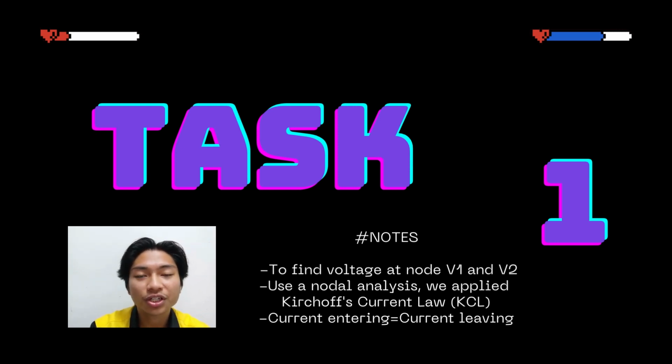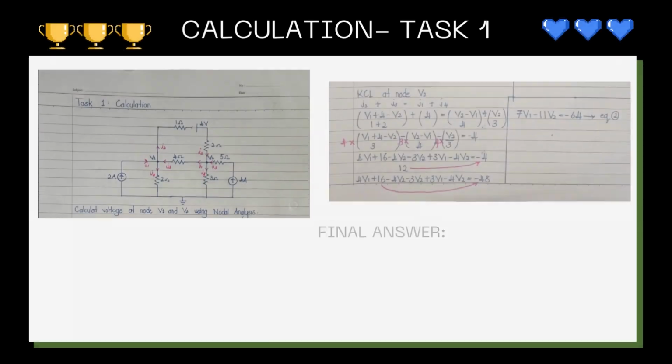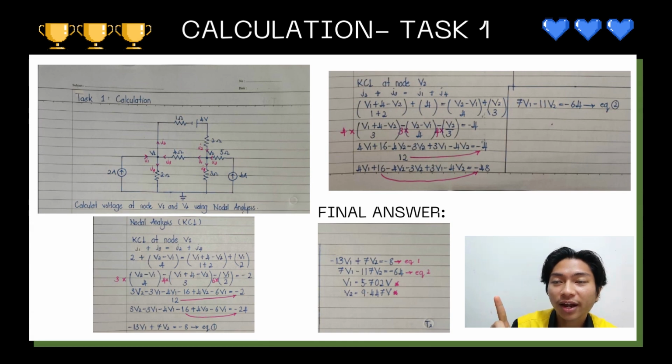In task 1, the question needs us to calculate the voltage value at nodes V1 and V2 by using nodal analysis. Nodal analysis is a method to calculate the value of voltage between the nodes in the electric circuit. So, for using nodal analysis, we apply the Kirchhoff current law. The Kirchhoff current law states that the current entering equals the current leaving. First, we will label the current entering and current leaving for each node. After we label, we create an equation by using the KCL at node V1.